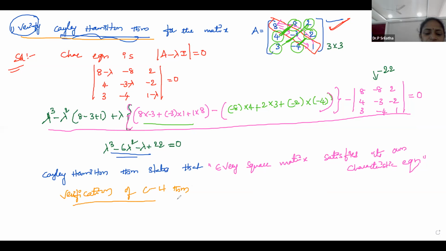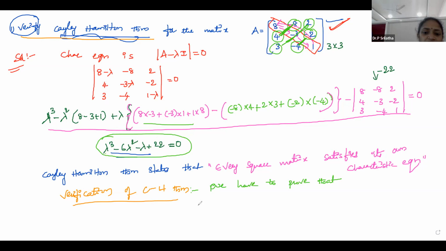Okay, so for verification, here we have to prove that. What we have to prove? So we have to prove this statement, right? Here we need the characteristic equation. The characteristic equation is lambda cube minus 6 lambda square minus lambda plus 22 equal to 0.